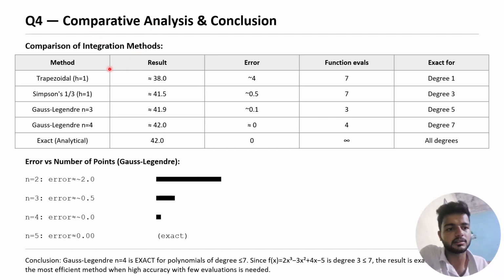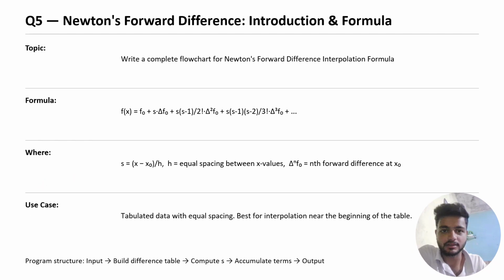Comparative analysis and conclusion. Trapezoidal gives 38, Simpson's gives 41.5, Gauss-Legendre at n equals 3 gives 41.9, Gauss-Legendre at n equals 4 gives 42, and exact, which is analytical, gives 42. So error is less in the Gauss-Legendre method.